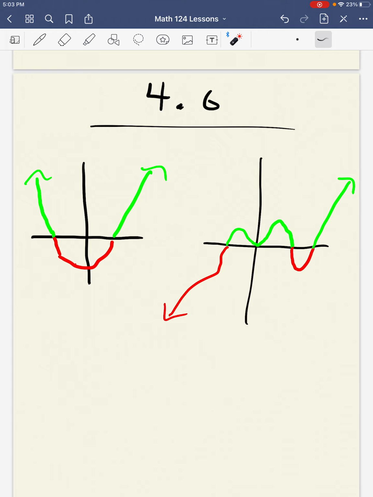So we'll begin with polynomials, and here I did some rough sketches of what polynomials can look like. When the outputs are positive, I wrote the graph in green. When the outputs are negative, they are in red.